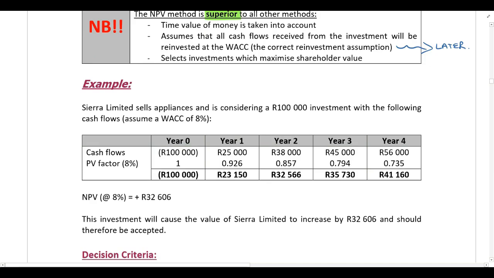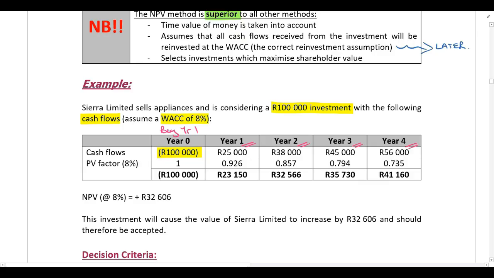We are still dealing with Sierra Limited, who sells appliances and is considering a 100,000 Rand investment with the following cash flows. And once again, assume a weighted average cost of capital of 8%. So guys, the investment has a cost of 100,000 Rand. So we have a cash outflow at the beginning of year one. Now, please note how these columns work. This is the end of year one, end of year two, end of year three, end of year four, meaning that year zero is the beginning of year one.